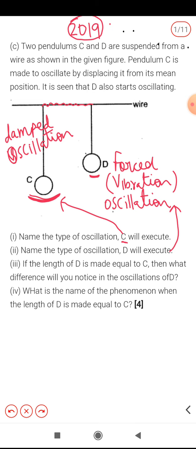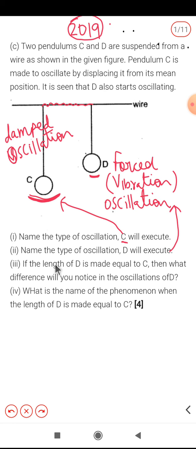After some time, due to air resistance, its oscillation will come to rest. So, it is performing damped oscillation. You can also write natural oscillation or free vibration or natural vibration, but all vibrations here on earth in the presence of air are damped vibration or damped oscillation. So, C will perform damped oscillation.